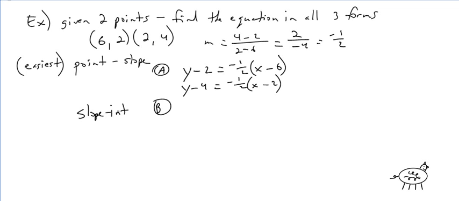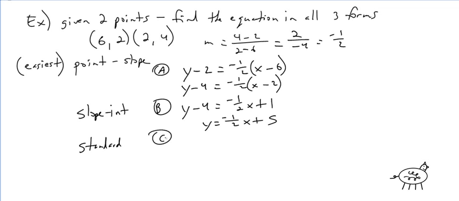Okay, and that's easy. That's just distributing this, and it doesn't matter which one you do. So we'll do the bottom one here. So it's y minus 4 equals negative 1/2 x plus 1, and then add 4 to both sides. So y equals negative 1/2 x plus 5. Okay, that's slope-intercept form.